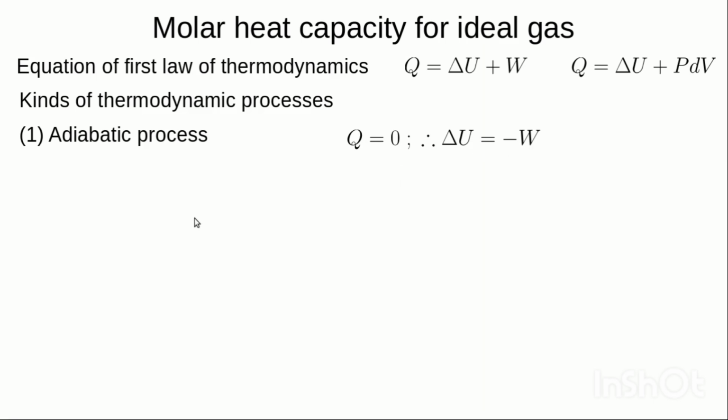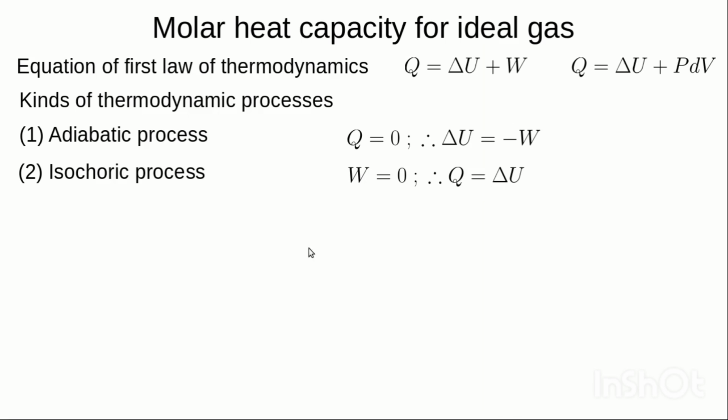The second process is the isochoric process, and for that we are considering constant volume. If you check this same equation, at constant volume the work done will be zero. So we have Q equal to change in U. Q will be equal to the change in internal energy.